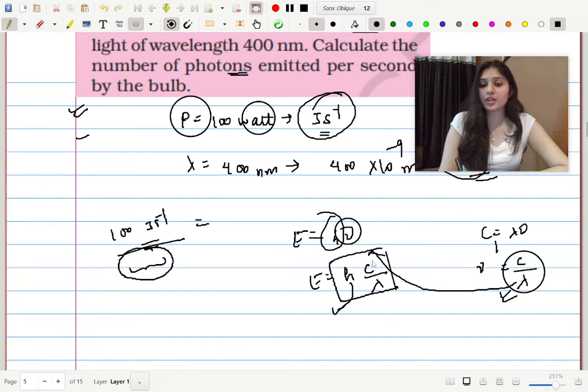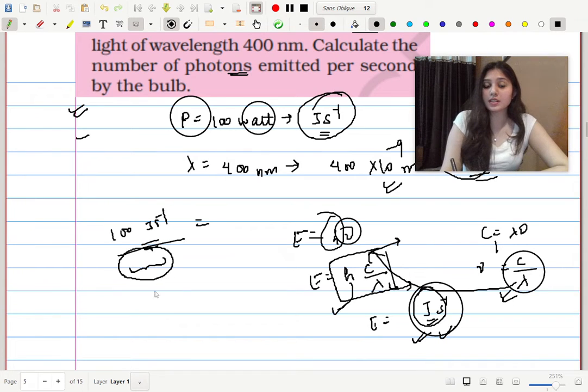The value of h you already know, c is 3 into 10 to the power 8 meter per second, and lambda is something we are given in the question, and we will find out the energy. Energy is going to be, of course, in joules. Clear? And it's going to be in joules per second, because we are talking about 1 second, right?